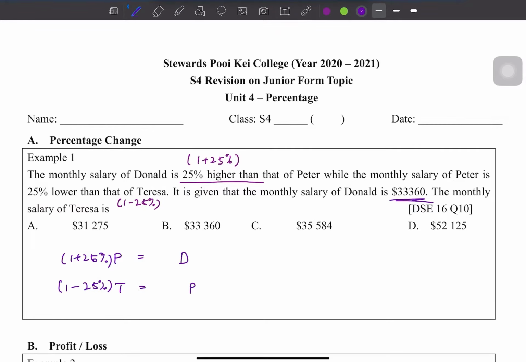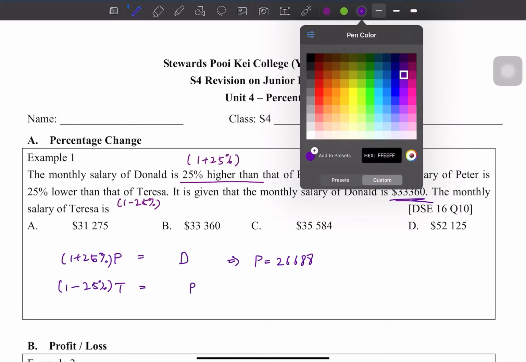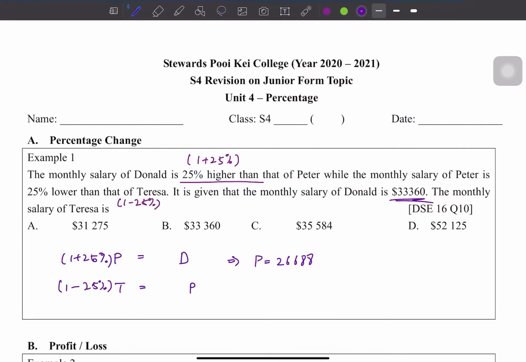So given that the information is Donald's salary is equal to 33360, you can find the unknown P is equal to 33360 divided by 1.25. So 26688. So 26688, you need to find the salary, so divide by 0.75, which is equal to 35584. So this is the final answer.